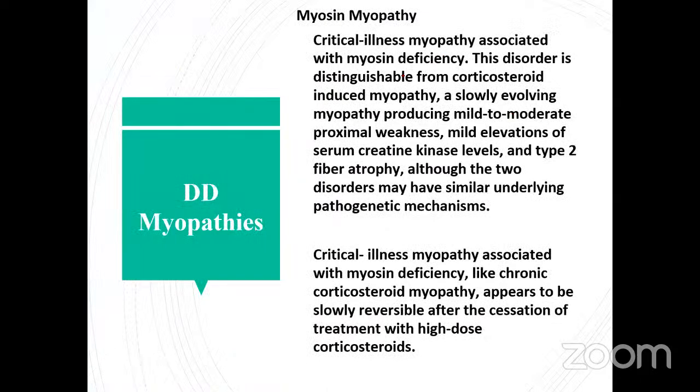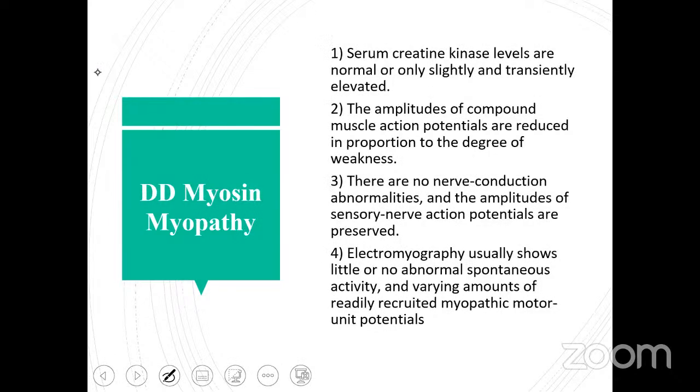And let us see the characteristics of myosin myopathy to some extent, because we keep coming across so many weaknesses. The critical illness myopathy associated with myosin deficiency has some characteristics. It is distinguished from corticosteroid-induced myopathy, which is a slowly evolving myopathy producing a mild to moderate proximal weakness, which has mild elevations of CPK and type 2 fiber atrophy, although the two disorders may have similar underlying pathogenetic mechanisms. But critical illness myopathy, which is associated with the myosin deficiency, like corticosteroid myopathy, appears to be slowly reversible after the cessation of treatment with steroids. So that is a reversible problem which we can tackle.